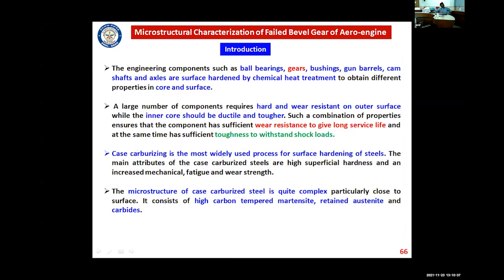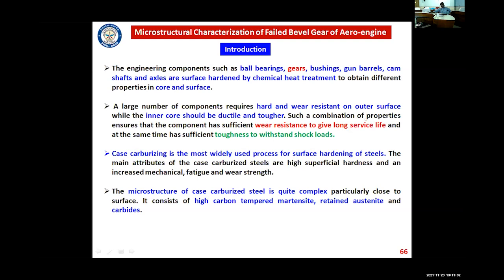So now I'm talking about the gear. I'll give some introduction. These engineering components such as ball bearings, gears, bushings, and gun barrels are surface hardened by chemical heat treatment to obtain different properties in the core and the surface. In some cases the surface should be hardened for wear resistance, and the core should be ductile and tougher.